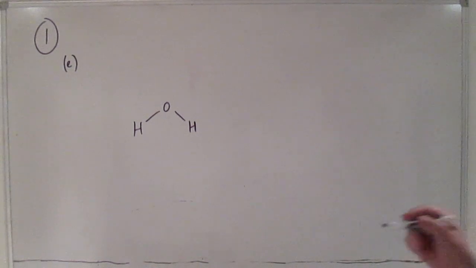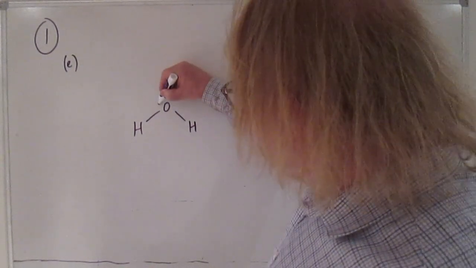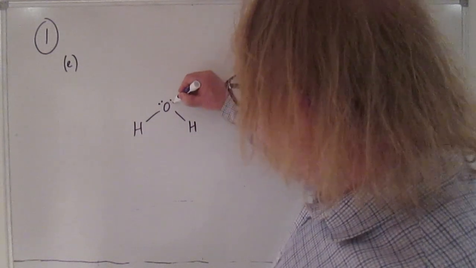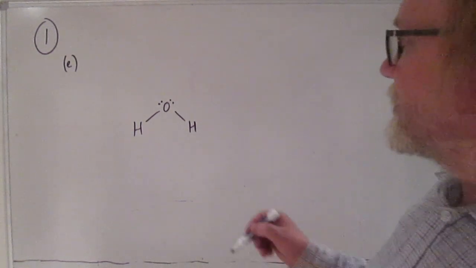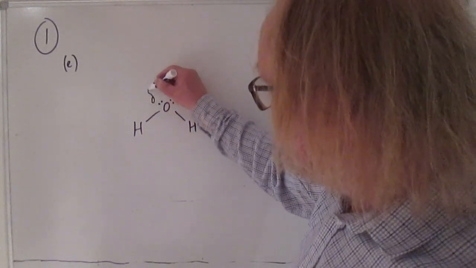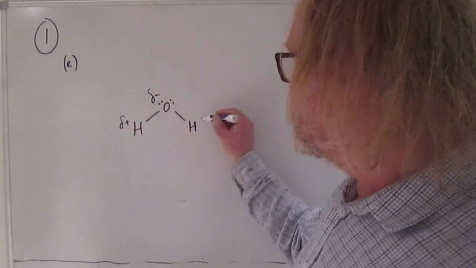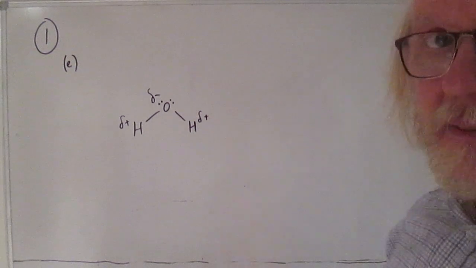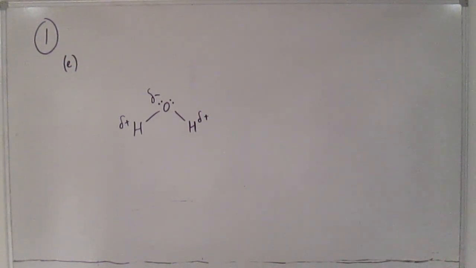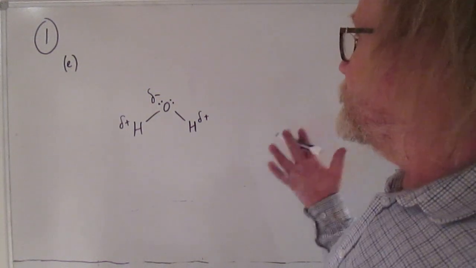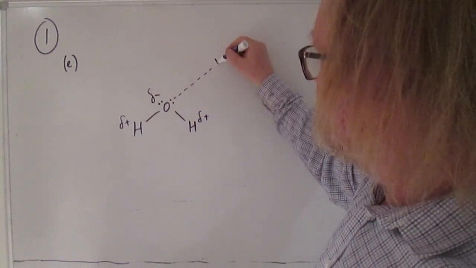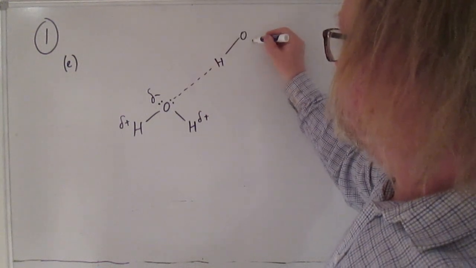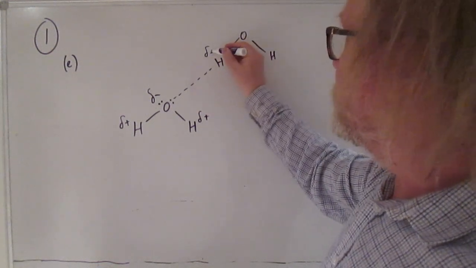Remember, the non-linear shape is very important, and the fact that that oxygen has 2 lone pairs as well as the 2 bonded pairs. Now the hydrogen bond results from the fact that that oxygen is delta negative and the hydrogens are delta positive. So you must show the dipoles when you're drawing hydrogen bonds. And it's really just a special case of an attraction between dipoles. So the delta negative end of this molecule is going to be attracted to the delta positive end of another molecule. Okay, so to the delta positive hydrogen there.